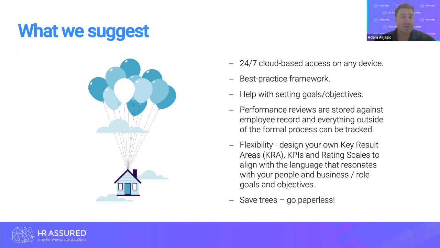It helps with setting goals and objectives, and then making it also very clear to the employee what those goals or objectives are. So at any stage, they can actually access what their goals are inside their employee self-service. The performance reviews are stored against the employee record, and everything outside of the formal process can be tracked as well. So, you know, across the employee's life cycle, every performance review will then be stored in there, and you can actually see their progression, which is good for them to see as well as the company.